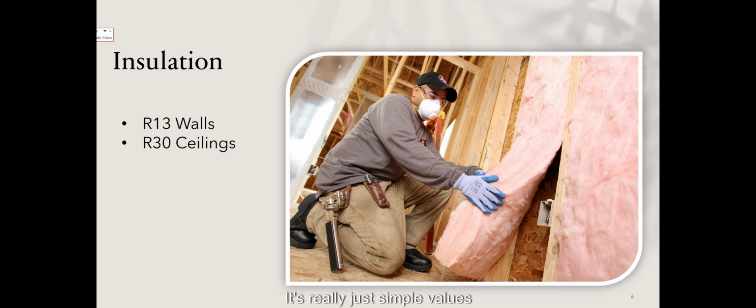It's really just simple values that we're going to give you just to give you an understanding of how to perform this. For walls, we're going to use a default setting of an R13, and for the ceilings, we will use an R30 value. You may have had more insulation that was added into the attic space. I'm not going to make you crawl in there, but for the sake of argument, we're going to just say, hey, R13 for walls, R30 for ceilings.